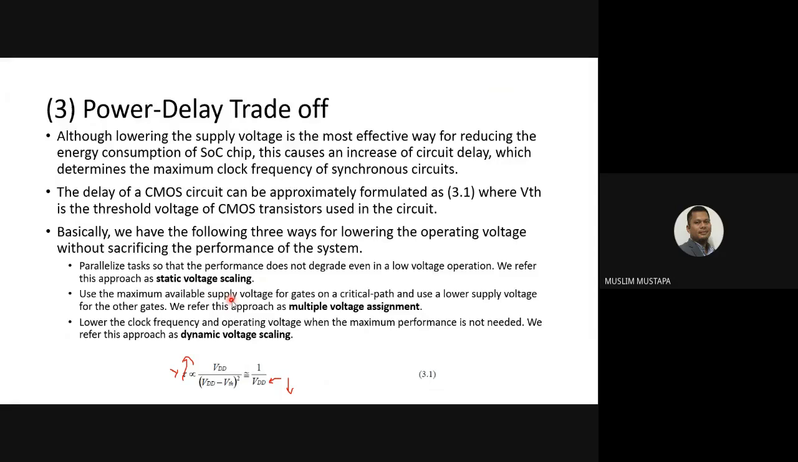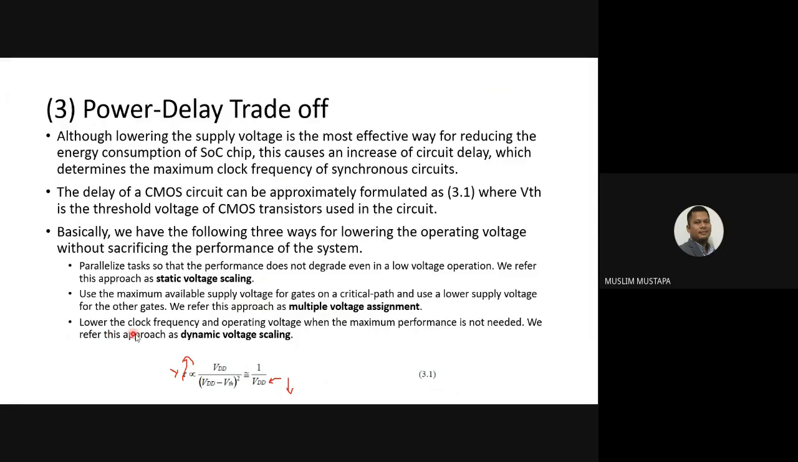The second one is to use the maximum available supply voltage for gates on the critical path, and use a lower supply voltage for the other gates. This is multiple voltage assignment. For each path or each connection, we supply a different voltage. On the critical path, we give high voltage, and on the non-critical path, we use the lower voltage. That is what we call multiple voltage assignment.